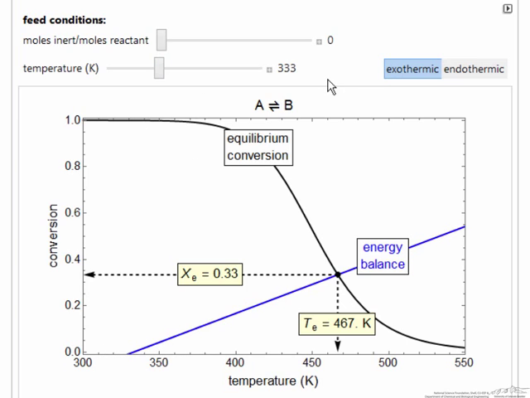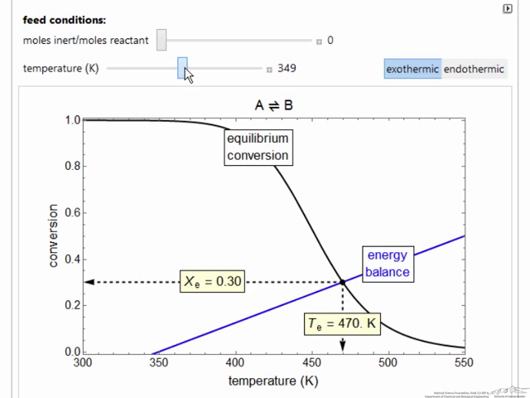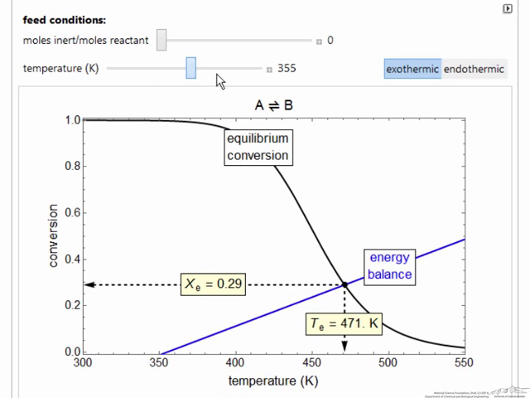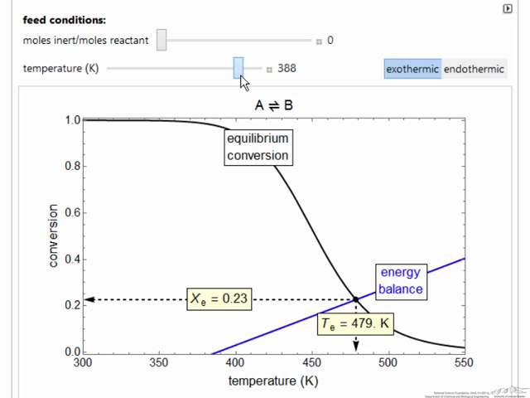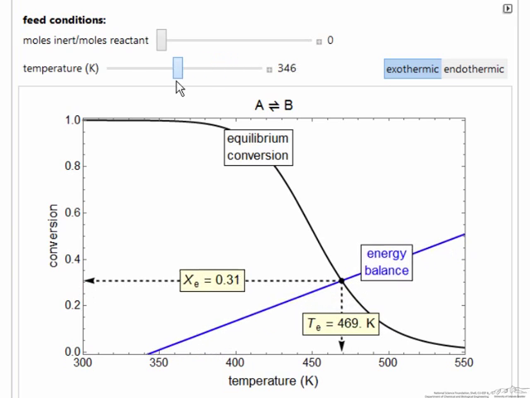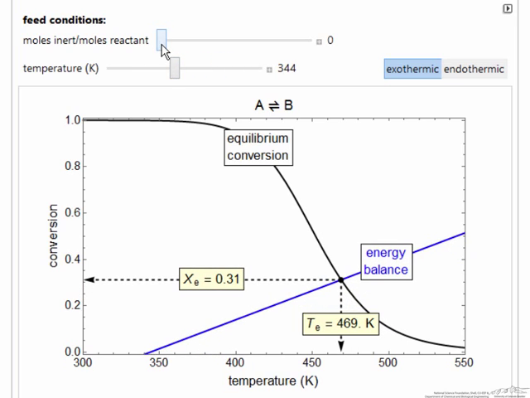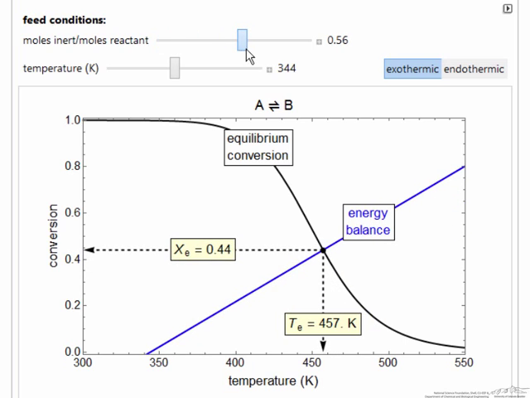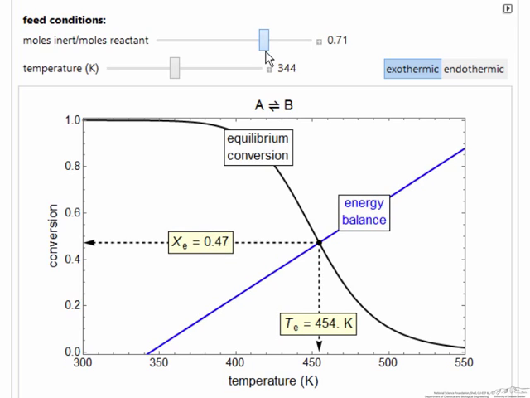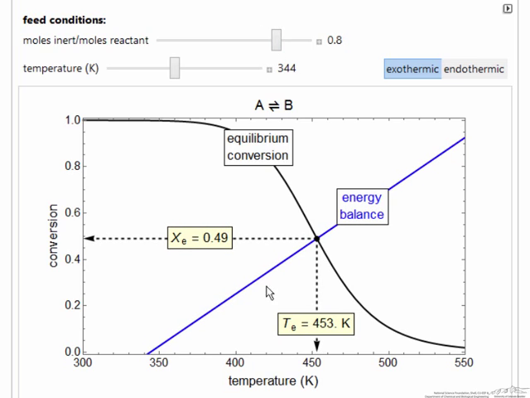We can change the feed temperature, and if I change the feed temperature, then I move the energy balance. Notice a higher feed temperature results in a lower equilibrium conversion for an exothermic reaction. We can also change the number of moles of inert, so I have no inert initially, and as I increase the inert, then I'm actually increasing the equilibrium conversion because I'm lowering the temperature of the reactor.